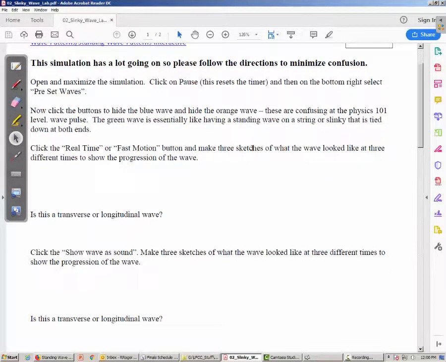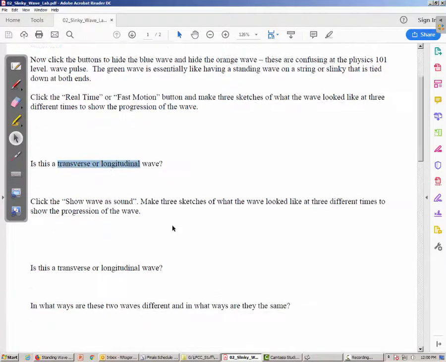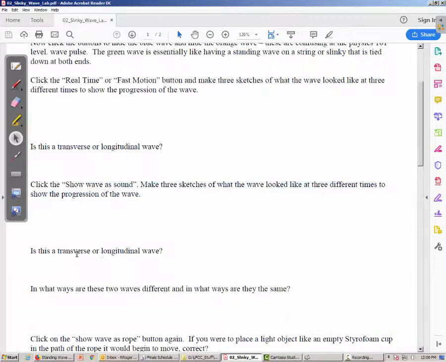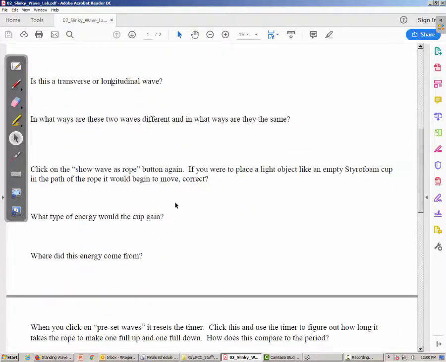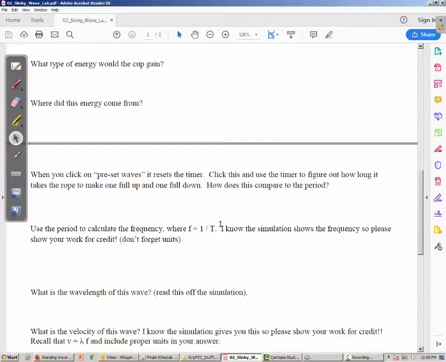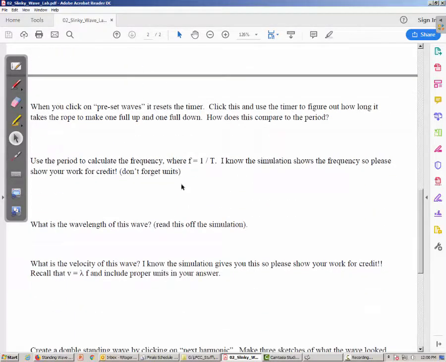First of all, we're leaving this thing looking like a rope. Is that transverse or longitudinal? Is sound transverse or longitudinal? Make some sketches of what these look like and think about the differences and how they're kind of the same. Think a little bit about energy.